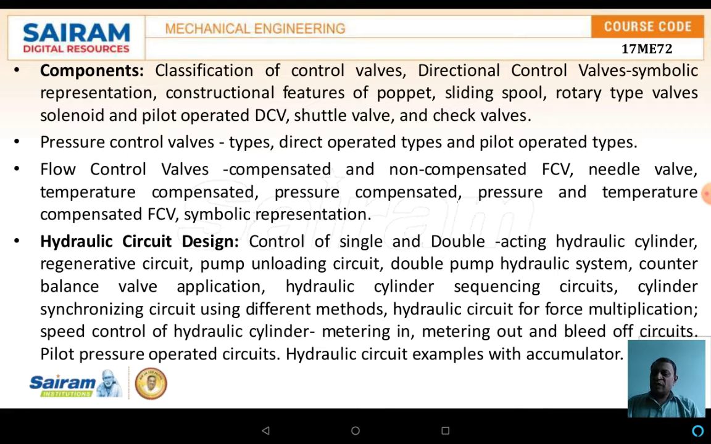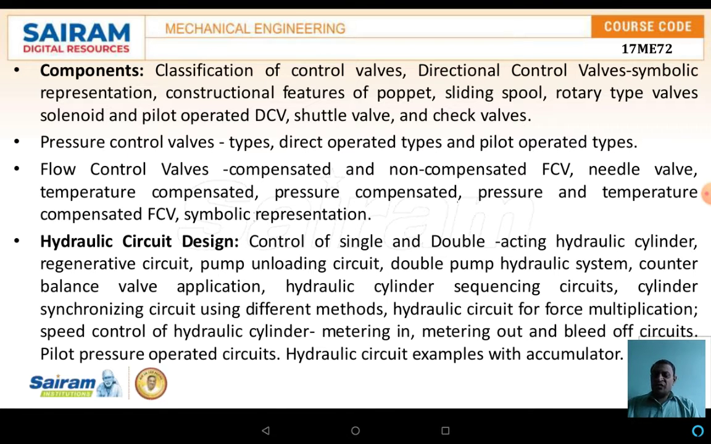The second part in the components is the pressure control valves. Types: direct operated type as well as pilot operated type. The third one is the flow control valve: compensated valve, non-compensated valve, needle valves, temperature compensated valve, pressure compensated valve, pressure and temperature compensated valve, and FCV symbols and representation.